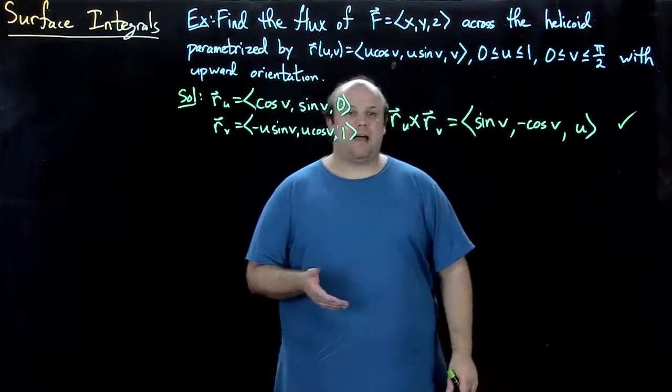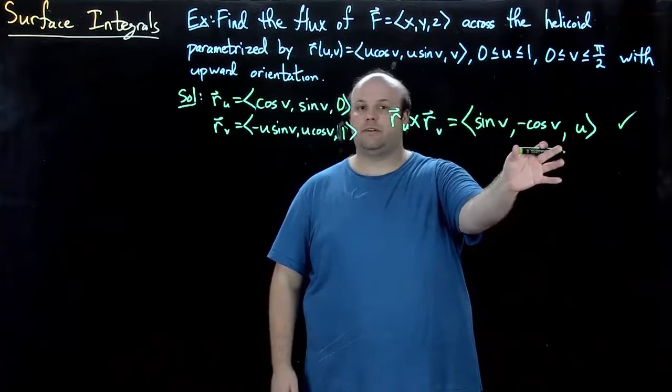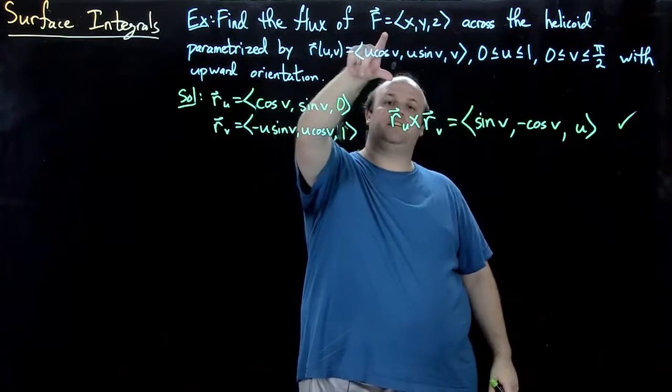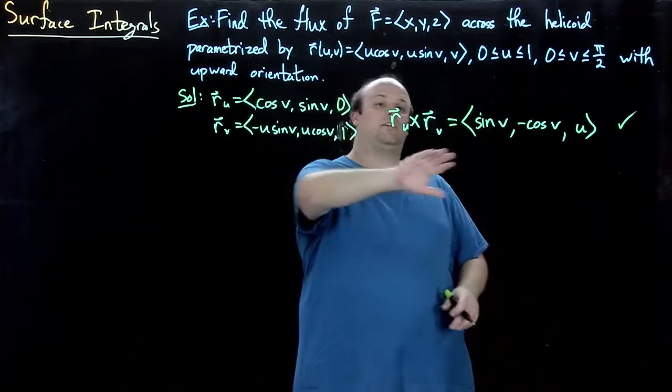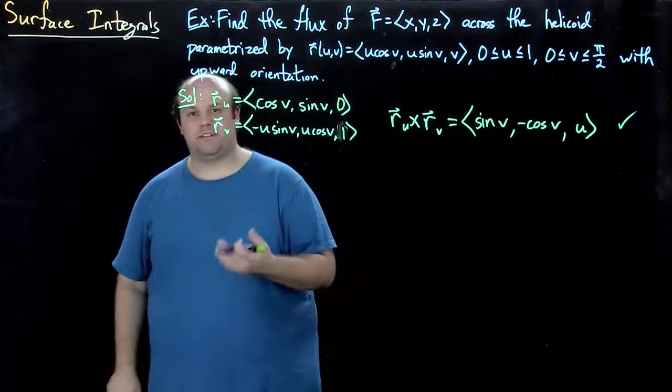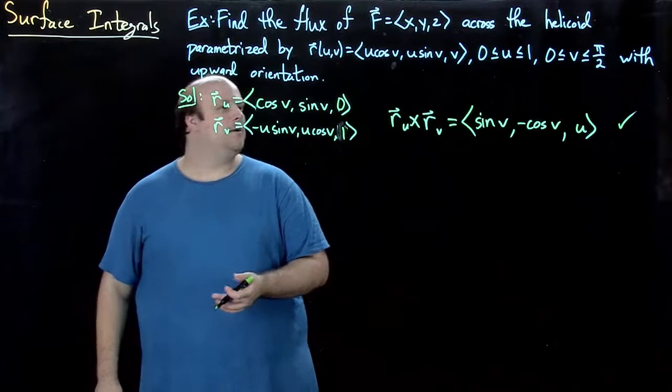Now here's the nice thing about computing flux integrals. We don't need the magnitude of this, so we're done with it. Now we can just plug this parameterization into F, do the dot product with this, and then integrate. Much better than the other surface integrals, I think.